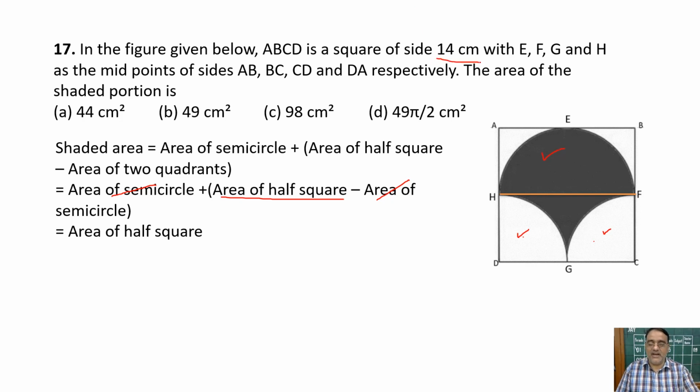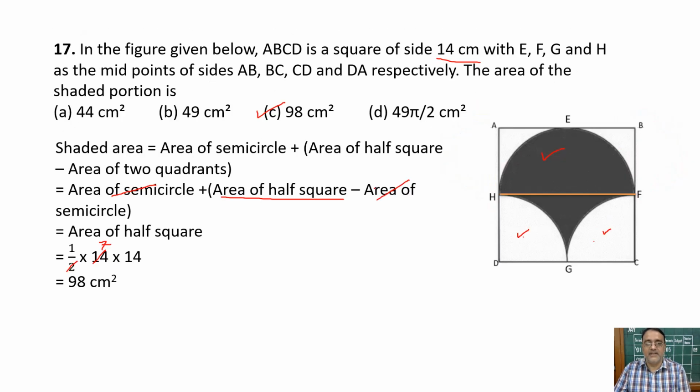ठीक है, so half into 14 into 14. So the answer is, एक बार कैंसिल करो इसको, उसके बाद finally, so 7 into 14. So we are getting 98 centimeter square. So the correct option is Option C.